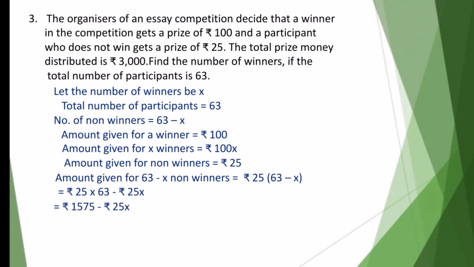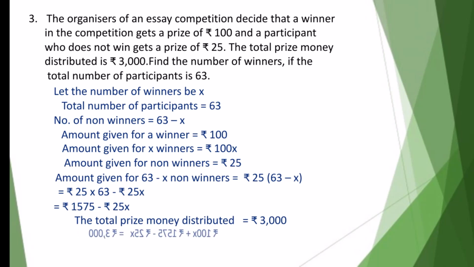That is rupees 1575 minus rupees 25x. Now, the total prize money distributed is equal to rupees 3000. That is the amount given for winners and non-winners, which is rupees 3000. That means rupees 100x plus rupees 1575 minus rupees 25x is equal to rupees 3000.